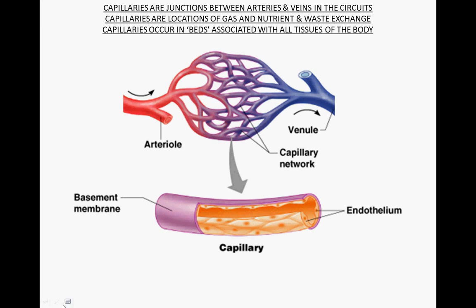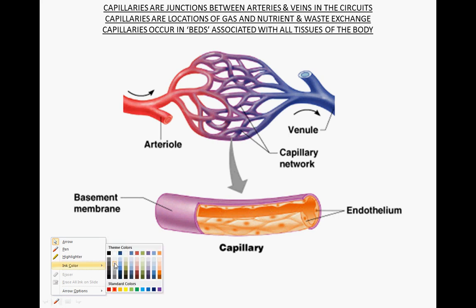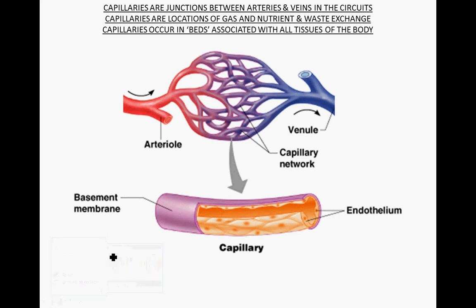So capillaries. Capillaries are the connections, if you will, between the arterioles and the venules. So blood will flow into a capillary, what we call a bed. So capillaries here are the junctions between arteries and veins in the circuits, that is the pulmonary circuit and the systemic circuit. The capillaries are locations of gas and nutrient and waste exchange. So we're going to be having this gas, nutrient, waste exchange here. You need to be able to get stuff into and out of the bloodstream.